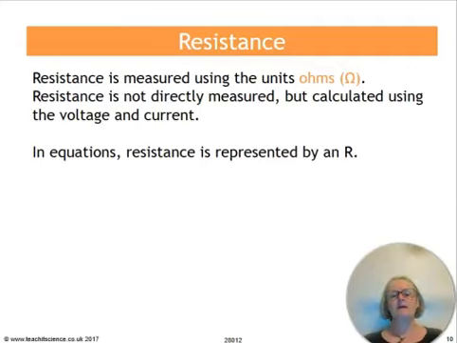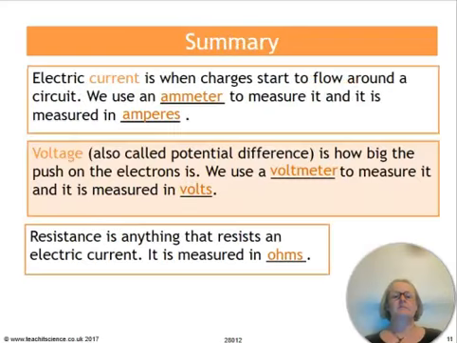So in summary, electric current is when charges flow around a circuit. We use an ammeter to measure it, and it's measured in amperes or amps. Voltage, also called potential difference, is how big the push on the electrons is. We use a voltmeter to measure it, and it's measured in volts. Resistance is anything that resists or slows down current, and it is measured in ohms.